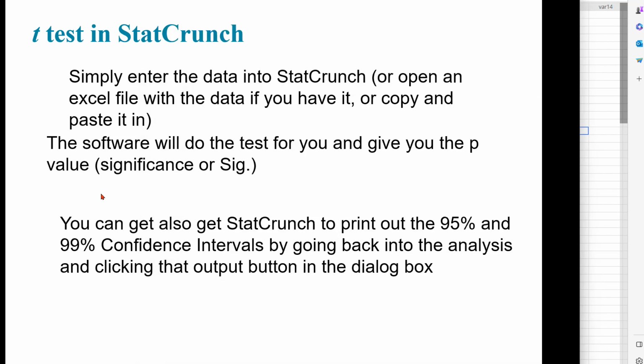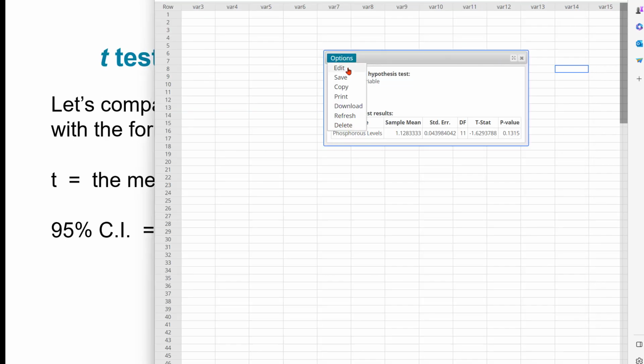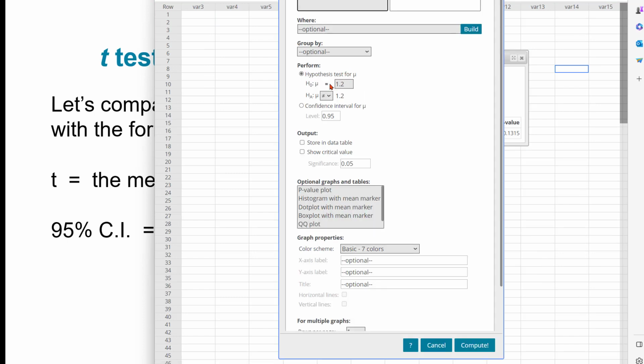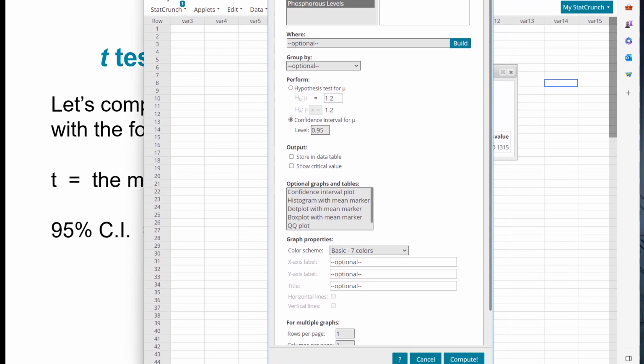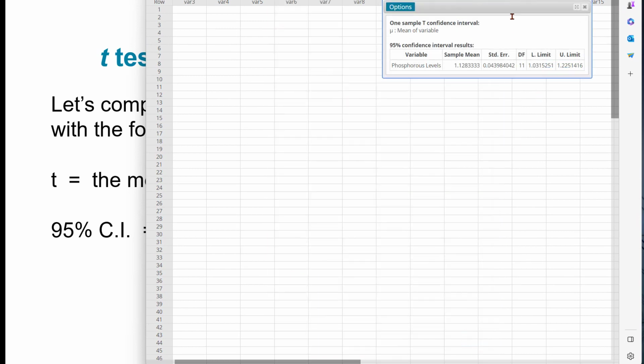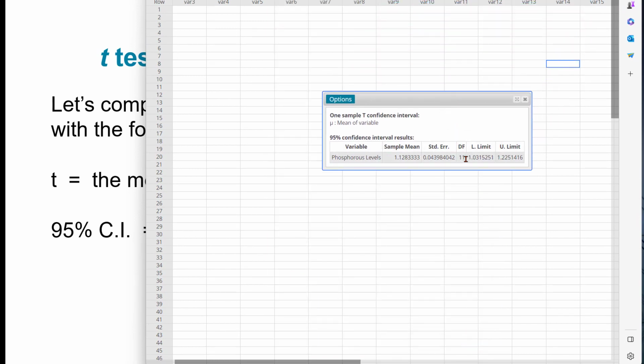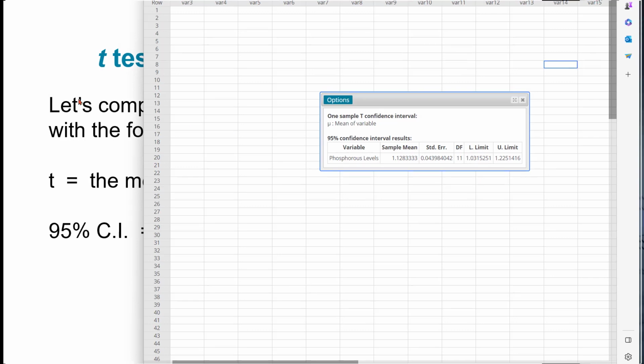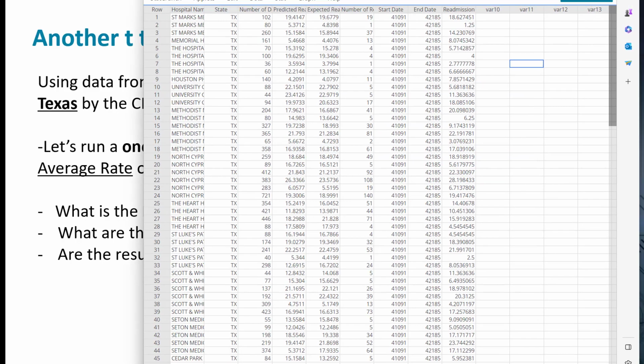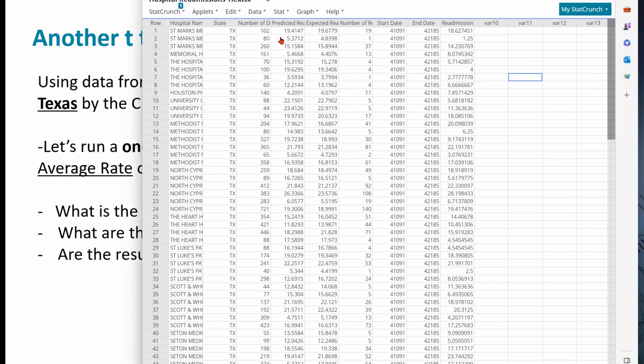For the confidence intervals, we can click on Options and Edit. And then we can click on the confidence intervals in the Perform area. This is defaulted to 95%. Compute and StatCrunch prints them out. Our lower limit is 1.032 and our upper limit is 1.225. What does this mean? If we keep sampling people's phosphorus levels, our values 95 times out of 100 will be between 1.032 and 1.225. We can do another example with a much larger data set looking at hospital readmission rates in the state of Texas.